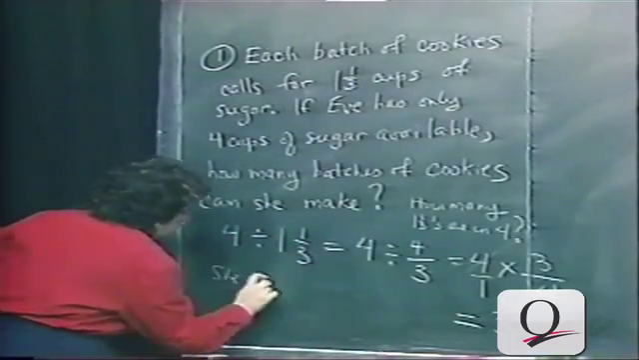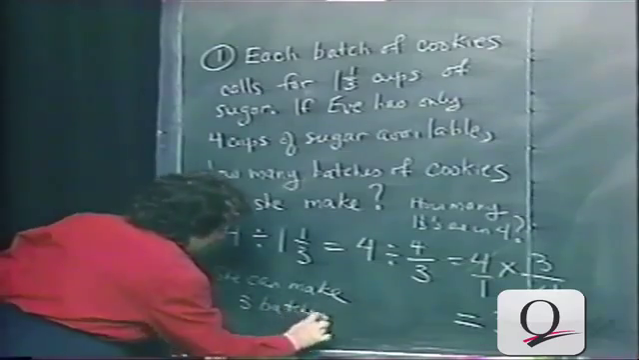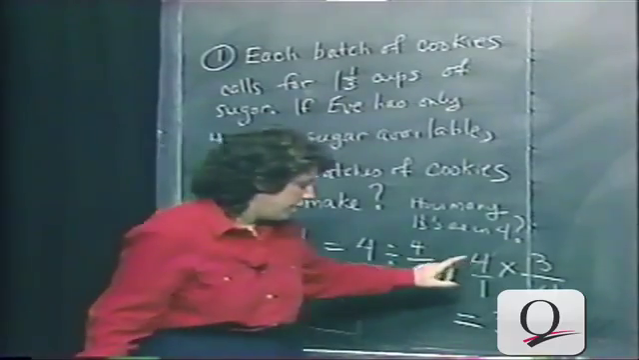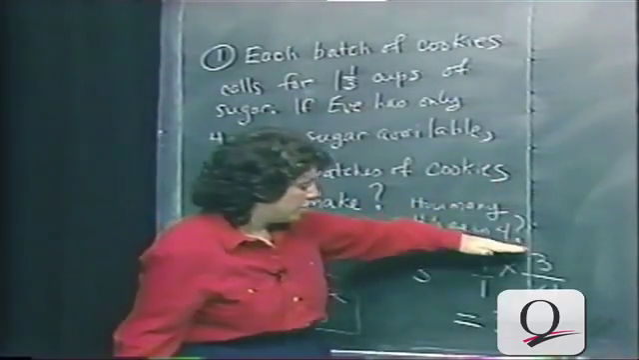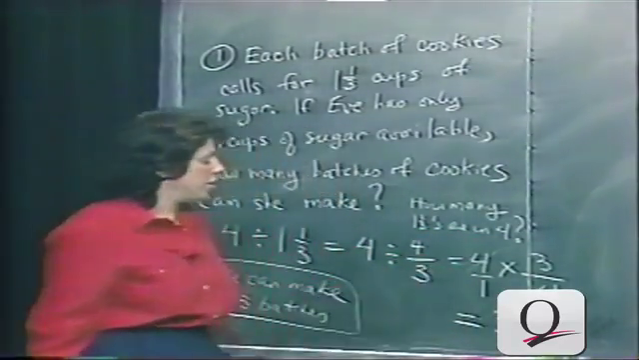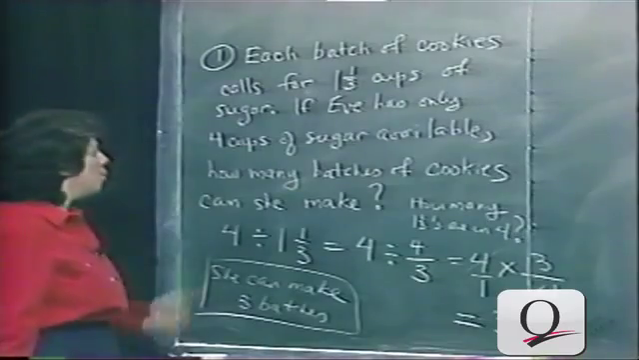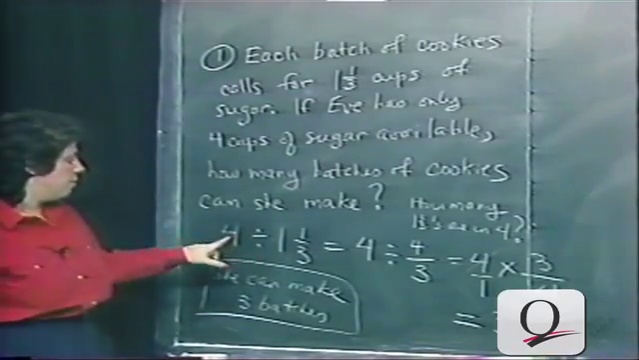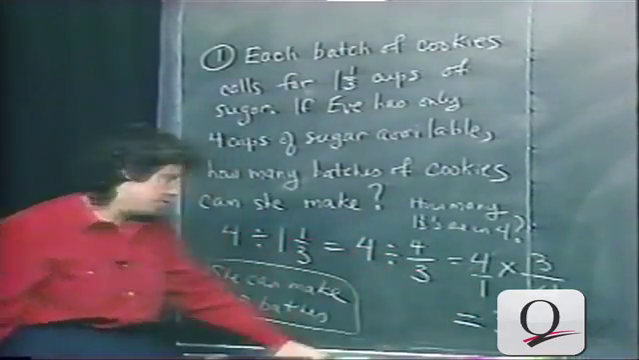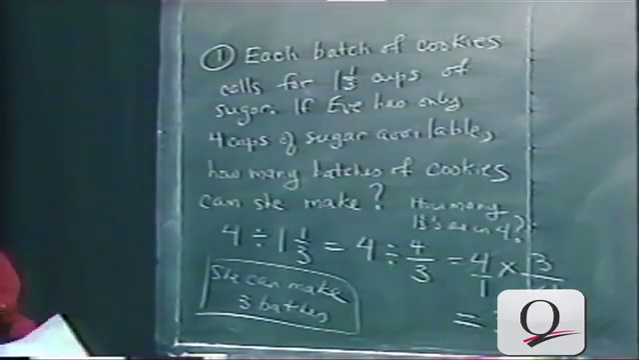So how many batches of cookies can she make? She can make 3 batches. Here, if you didn't cancel the 4s, you would multiply the numerators, divide by the product of the denominators. You would have had 12 over 4, which was also 3. But we know from our work in fractions that it's helpful to reduce prior to the multiplication. So we canceled the 4s, we got 3. We wanted to know how many 1 1/3 were in 4: 4 divided by 1 1/3, 4 divided by 4/3, 4 times 3/4, for an answer of 3. She can make 3 batches of cookies before she has to go out and buy some more sugar.